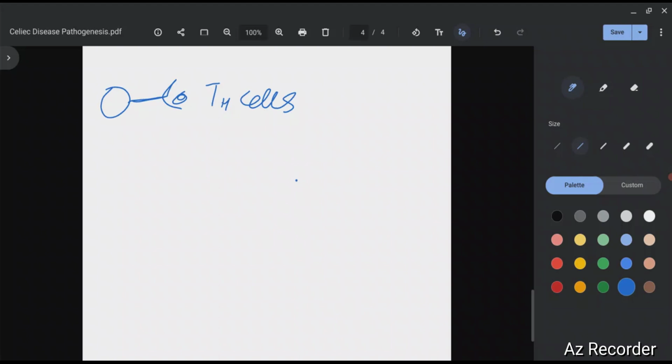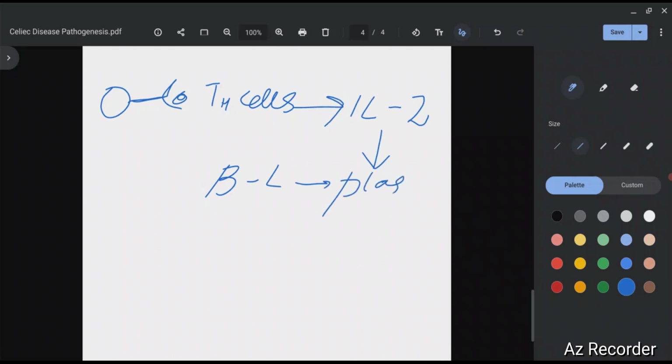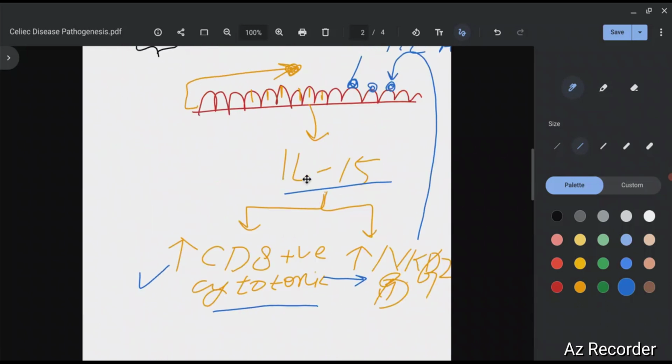These helper T cells will stimulate your B lymphocytes by secreting interleukin-2, and this interleukin-2 will convert your B lymphocytes into plasma cells. Okay, and plasma cells will make antibodies against your tissue transglutaminase or your deamidated gliadin. This is very important. Okay, so let's just read the text together.